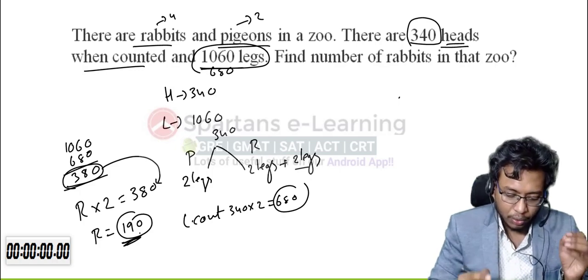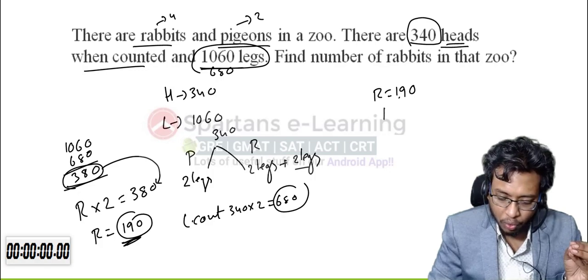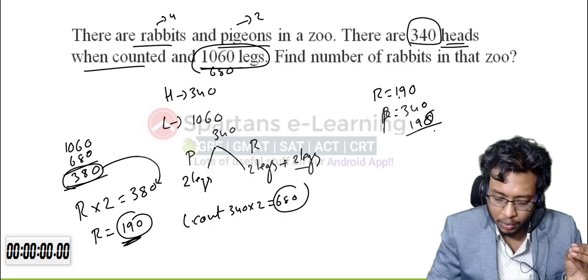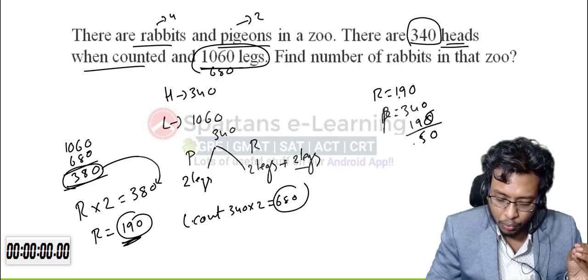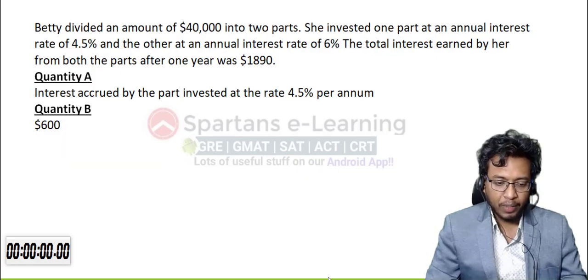Okay, now rabbit count is 190 and pigeon count will be 340 minus 190. That's it. So this will be 150. So 150 and 190. Got it? Let us solve this one.